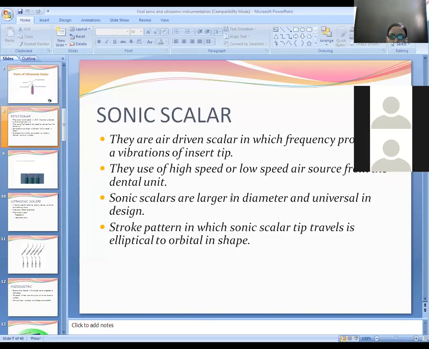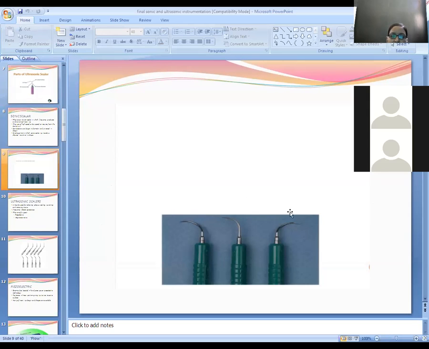Then what are sonic scalers? Sonic scalers are air-driven scalers whose frequency produces a vibration of the insert tip. They use high speed or low speed air force from the dental unit. The sonic scalers are larger in diameter and universal in design. The stroke pattern in which the sonic scaler tip travels is elliptical to orbital in shape. These are the diagrams of sonic scaler tips.